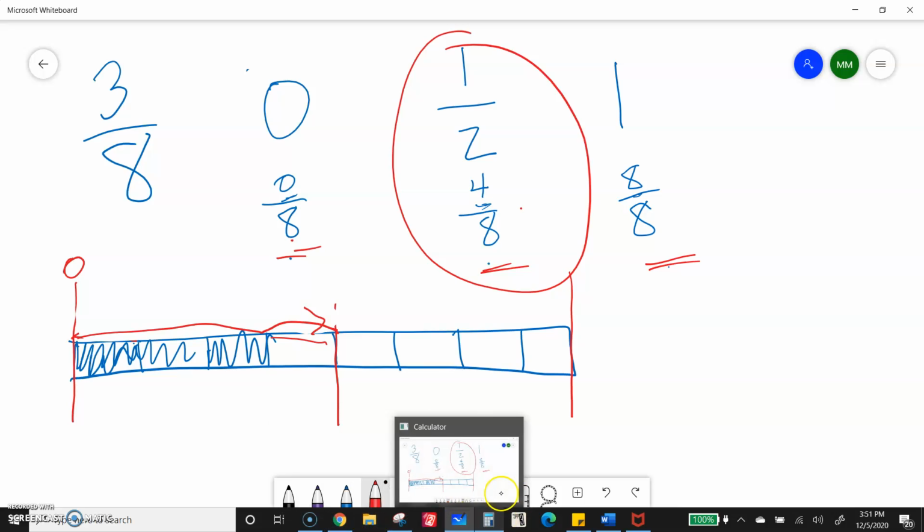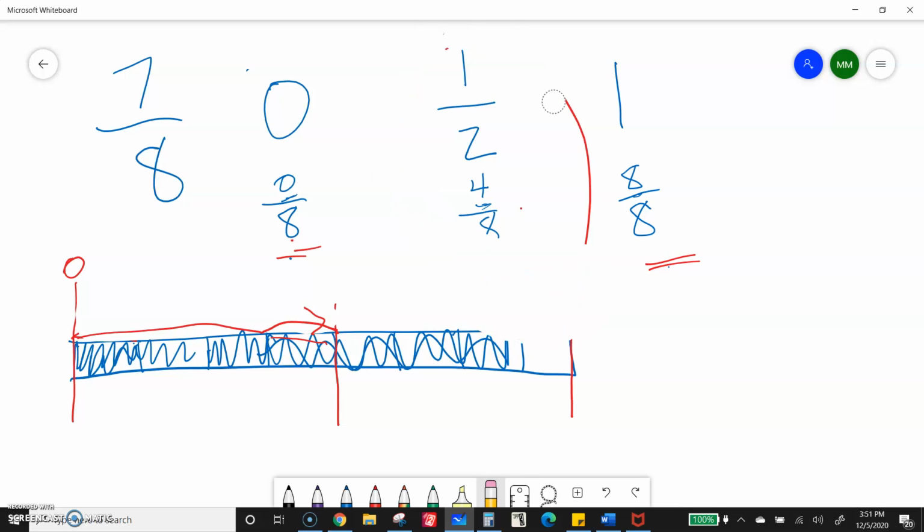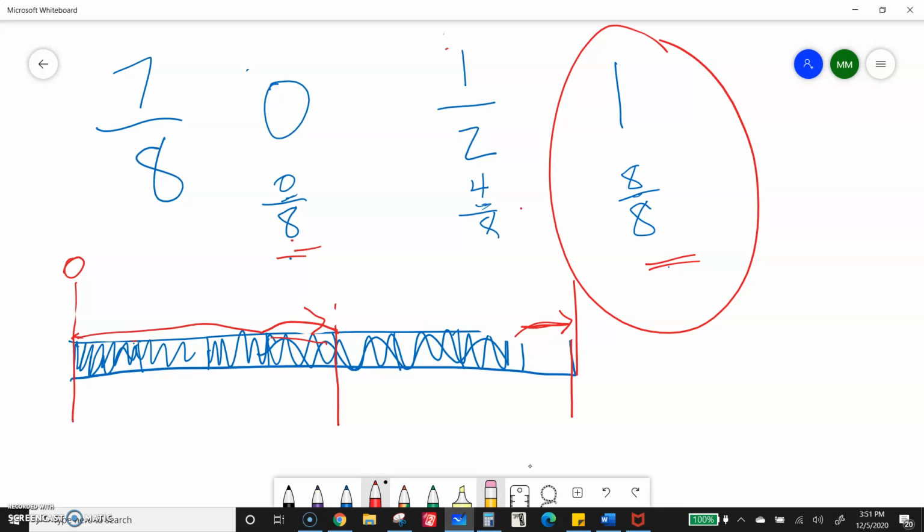And then say I had 7/8. Well, now that's almost the whole thing filled in. So I can say, is it closer to 4/8 or 8/8? Well, it's closer to 8/8. It's close to 1 whole, so I would round it to 1 whole.